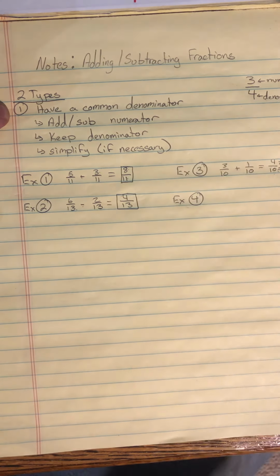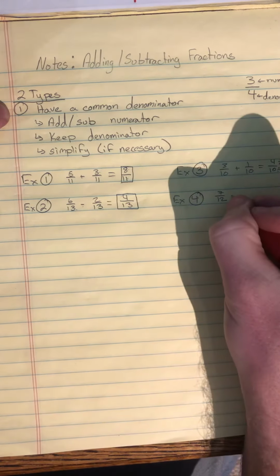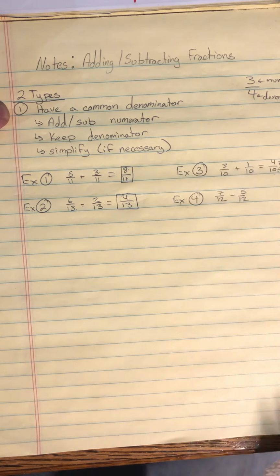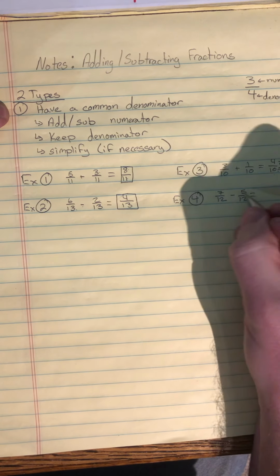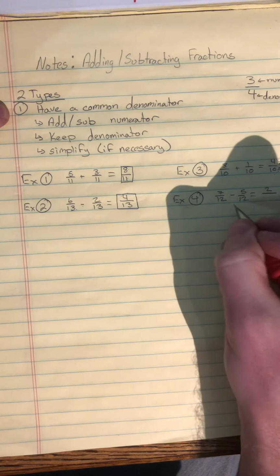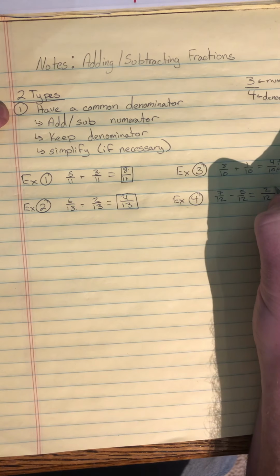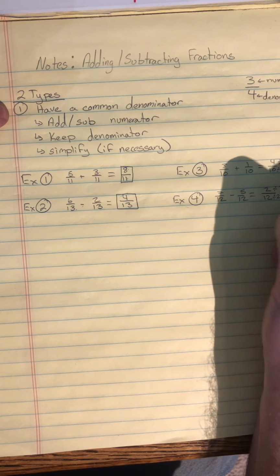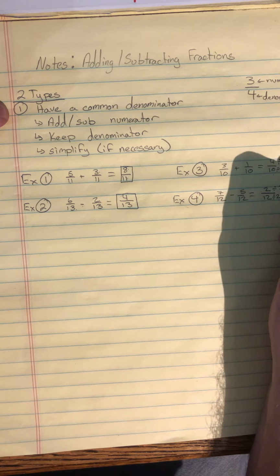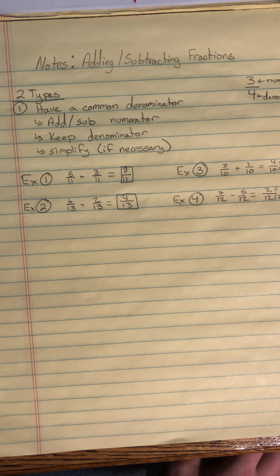Example 4. 7/12 minus 5/12. Our denominator is the same, so we just subtract the numerators. 7 minus 5 is 2. 12 stays the same. 2 and 12, they both are even, so that means they're both divisible by 2. Divide by 2, and we get 1/6. Their common factor is 1. Thus, we know we are done. So this is how we add or subtract fractions with a common denominator.